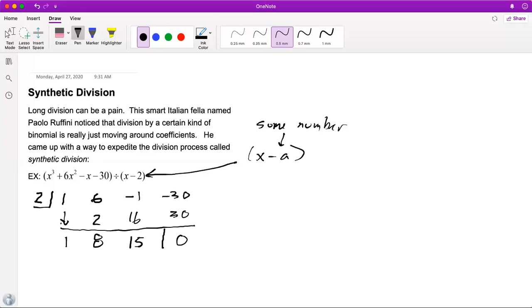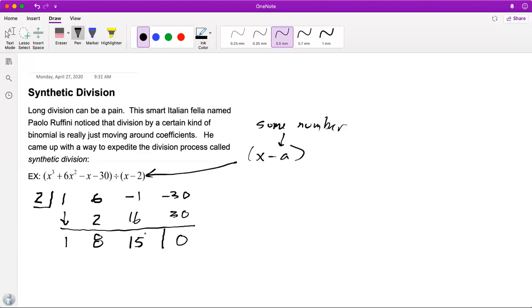So basically, it's really that you're adding and multiplying. There's like a 0 here, so it's always 1 plus 0, so I just think of it as bringing down the 1. But really, you add, you get 1, multiply, and you get 2. Add, and you get 8. Multiply, and you get 16. Add, and you get 15. Multiply, and you get 30, add, and you get 0. So it's adding, multiplying, over and over again.